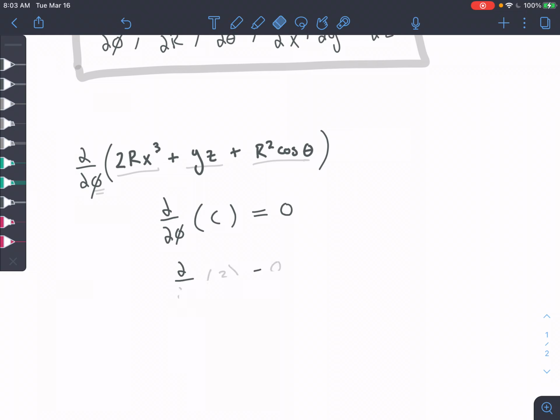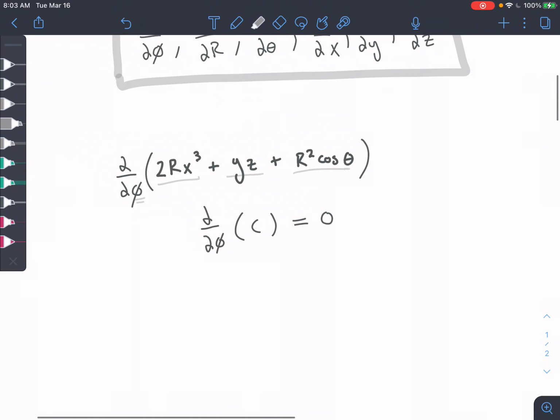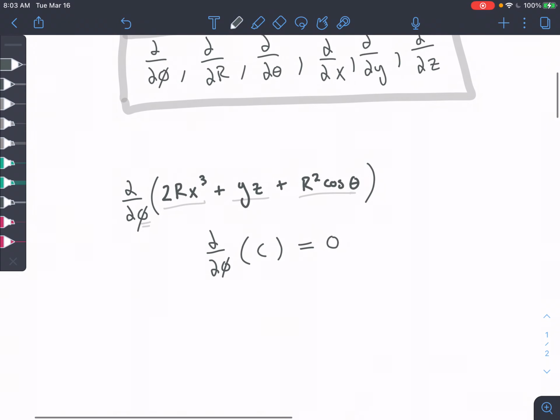So we're treating it like a number because it doesn't have a variable, because the only quote-unquote variable that we care about is this one when we're doing a partial derivative. Okay? So first one's pretty easy there, just a constant, okay, equals 0.